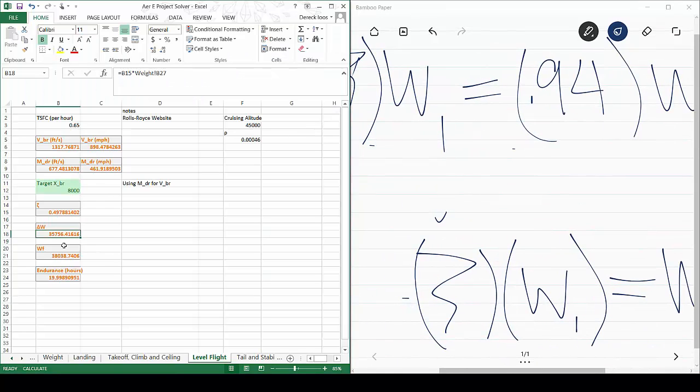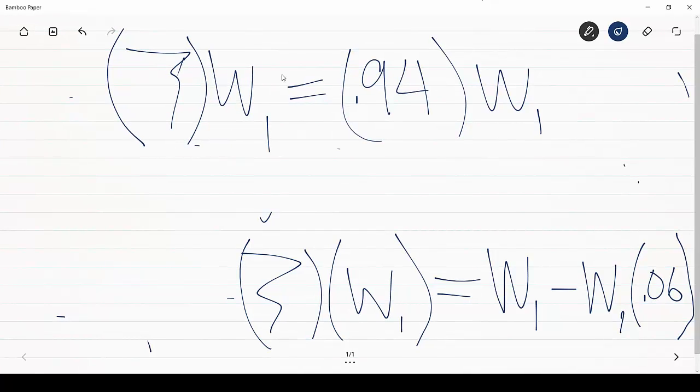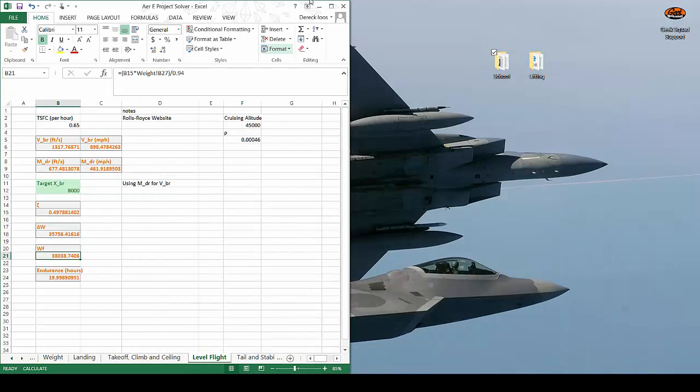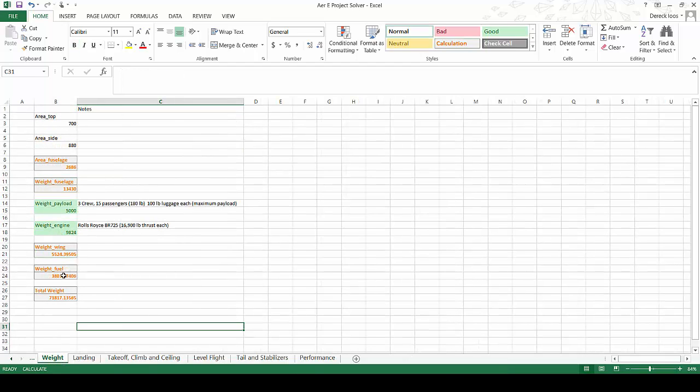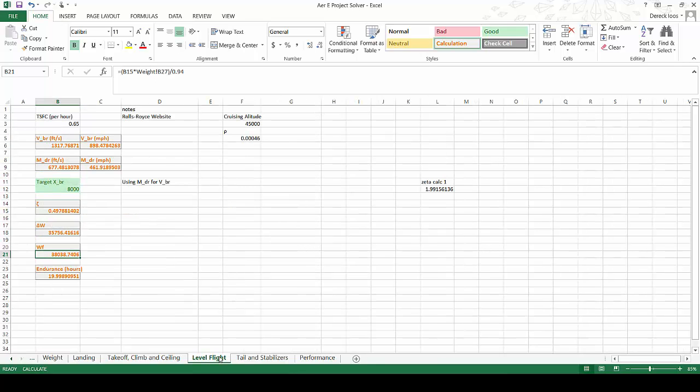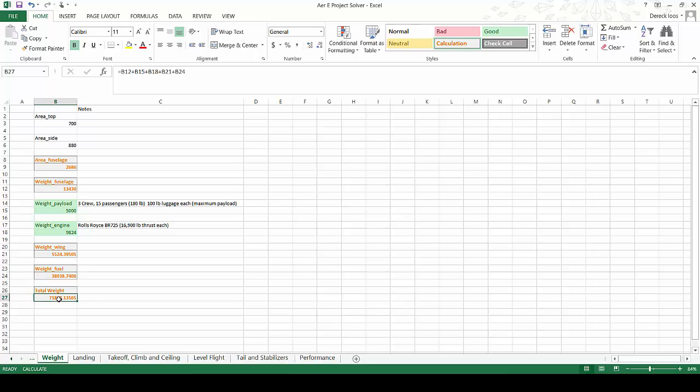As you can see right here in my WF and delta W columns, I have this equation right here for my delta W. And for the weight of the fuel, I have B15 multiplied by my total weight divided by 0.94, which if you look right here, if you divide this left side by 0.94, you are left with your weight of fuel. Also, what I did here was in the weight column, if you check out my weight of fuel, you'll notice that it's linked back to the level flight worksheet, and that's because if this is ever changing, then it will change here, also changing the total weight, making everything change with it, and that makes the whole workbook able to be up to speed at all times.